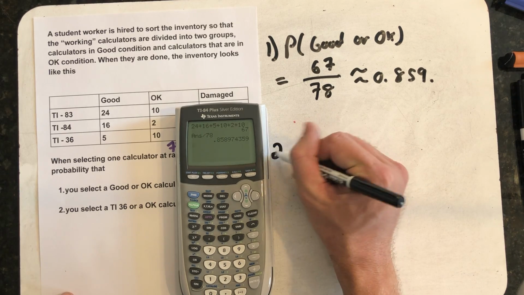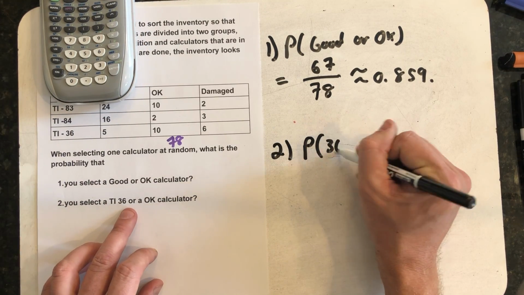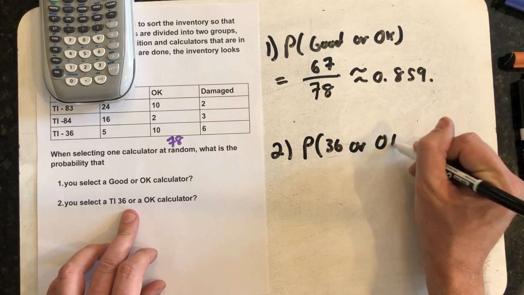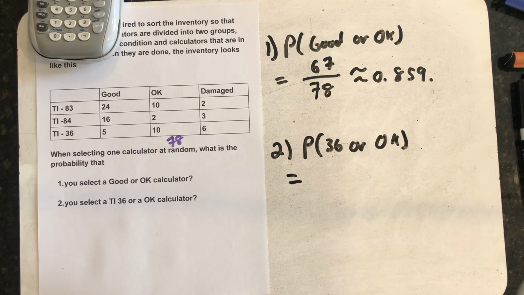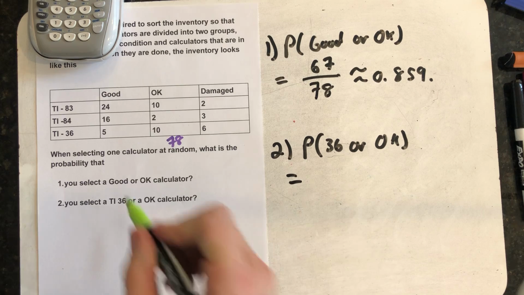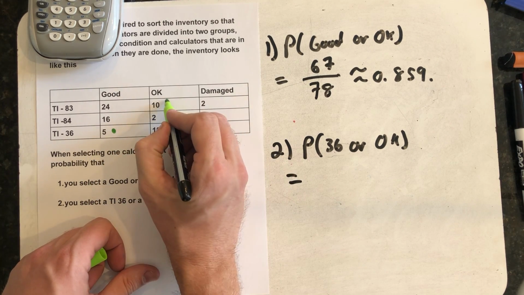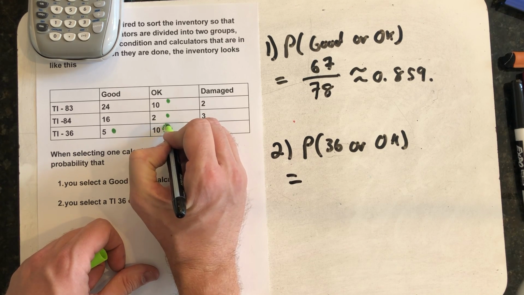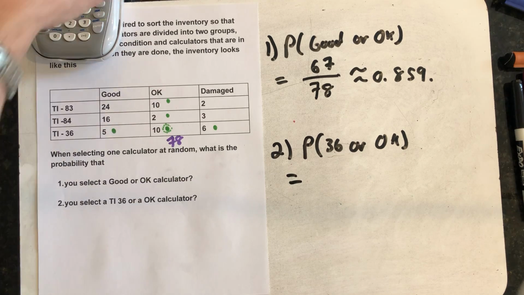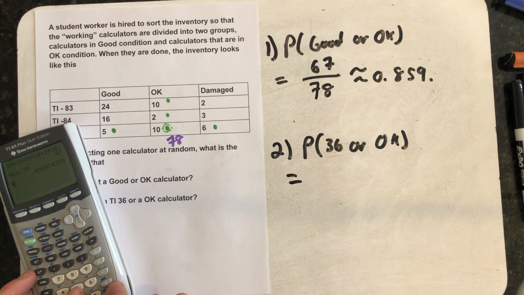In question number 2, I'm asked for the probability of a TI-36 or a calculator that is just okay. This time I do have to be worried about the overlap between the two different things I'm considering, because I can get a calculator that is a TI-36, or I could get a calculator that's just okay, and they overlap right here, so I need to be careful not to count these 10 calculators twice. Alright, well if I just add up the things with the green dots, I'll have counted everything I need to.